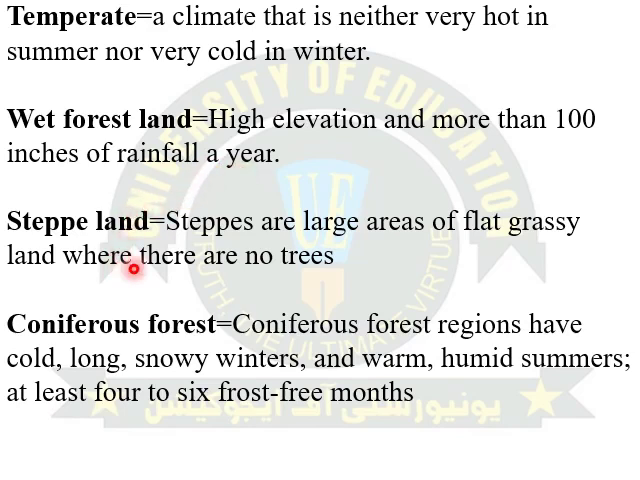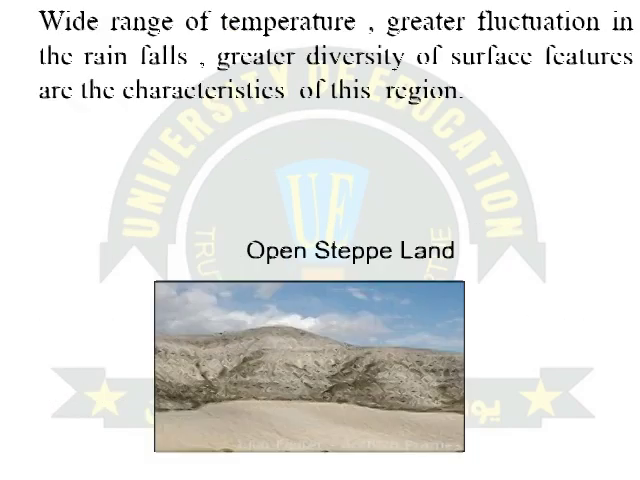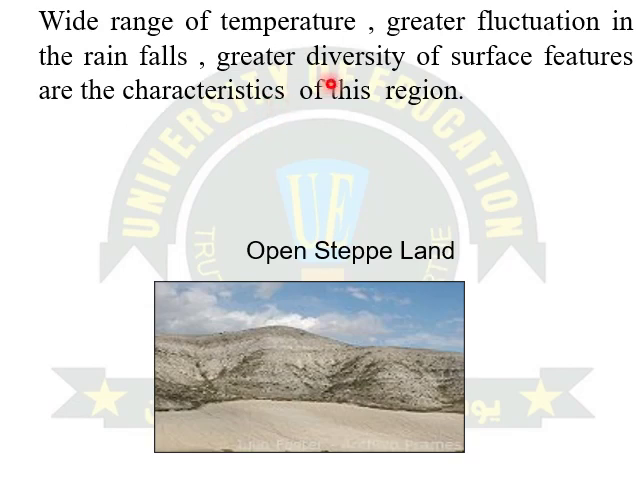If we talk about steppe land, steppes are basically large areas of flat grassy land where there are no trees. And lastly, coniferous forests are basically regions that have cold, long, snowy winters and warm, humid summers. These are well-defined seasons, with at least 4 to 6 frost-free months. There is a wide range of temperature that fluctuates in rainfall. There is a great diversity of surface features or basic characteristics of this region. Here you can see the open steppe land.